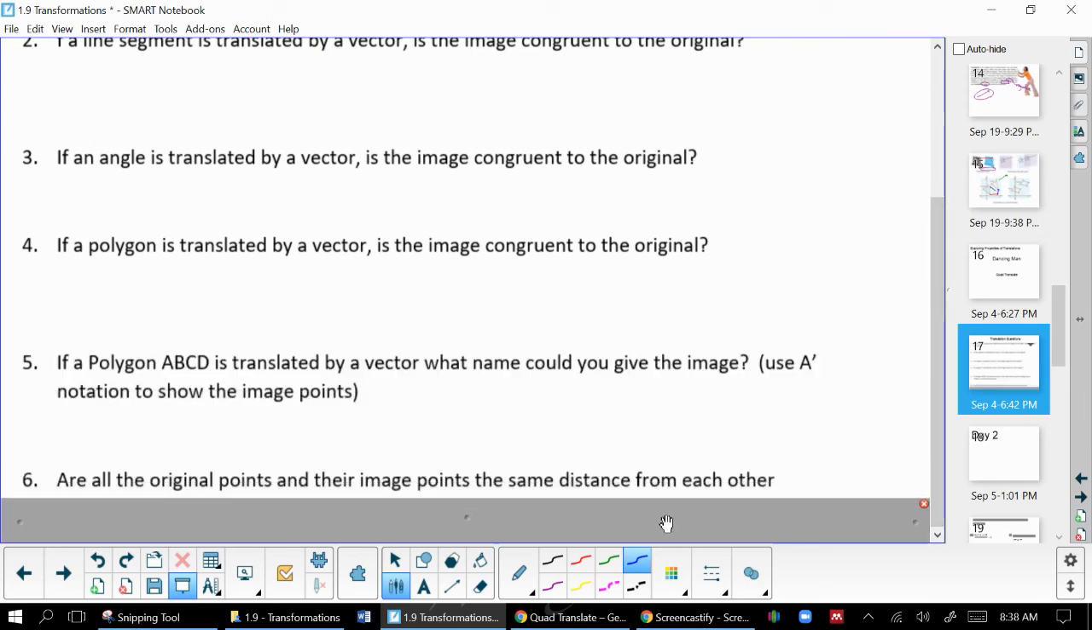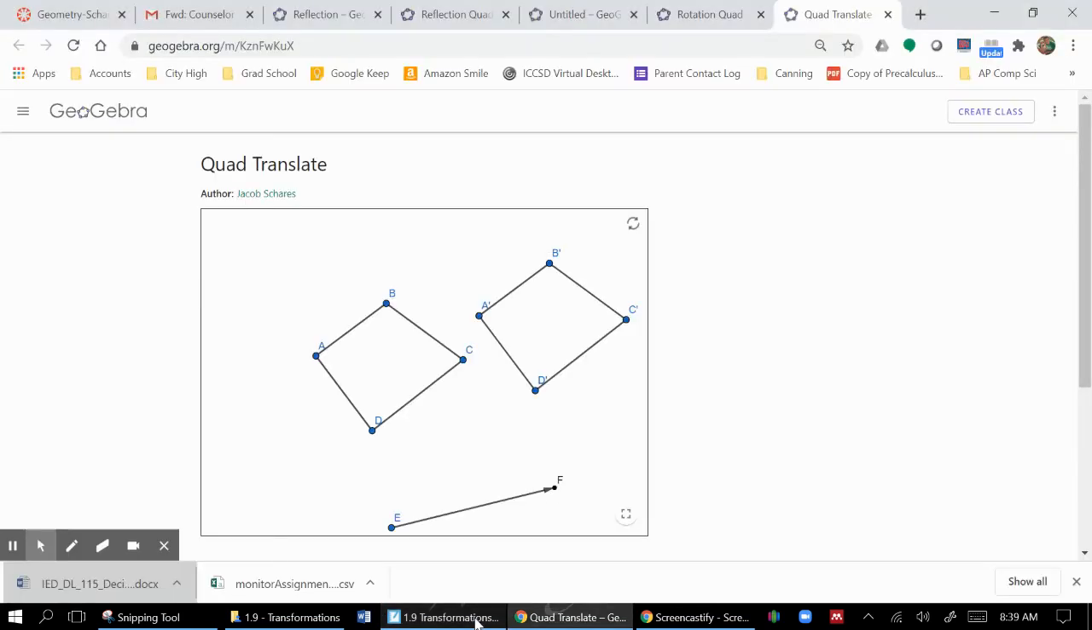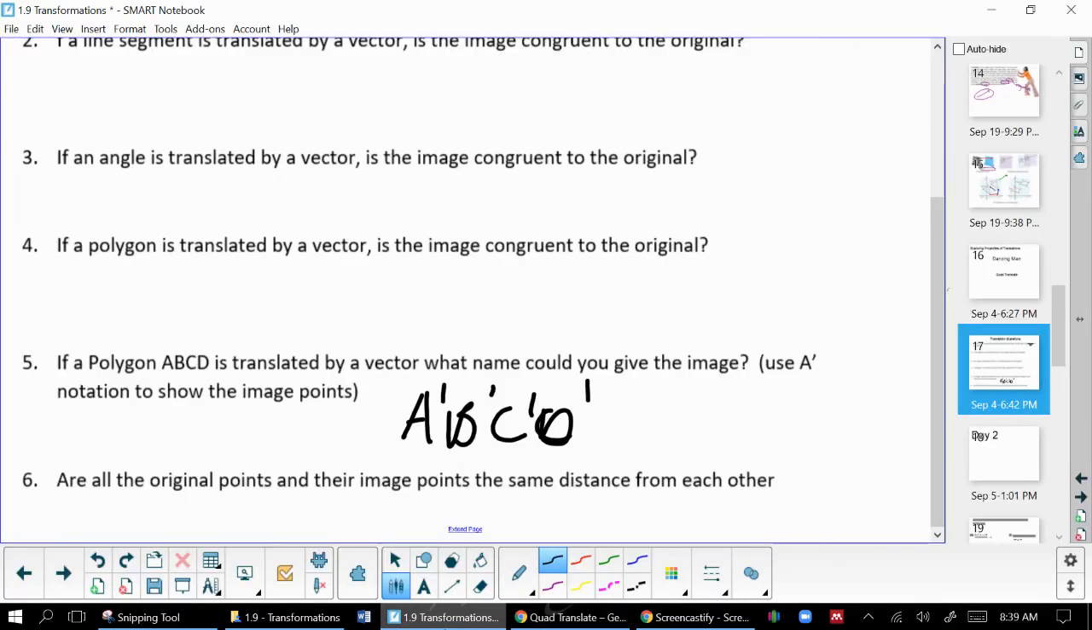It's still going to be called the same thing here. It's going to be called A prime, B prime, C prime, D prime. Just adding the primes in there. Are all the points and their image points the same distance from each other? Absolutely. This is the only one where that's the case. They all travel that exact same distance represented by the vector.